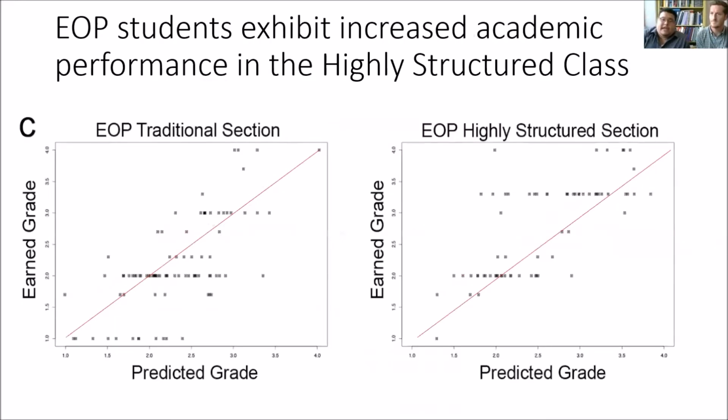Also, and this is quite important because of the HHMI grant that we have, we can see that this is particularly true for EOP students. So the number of students under that red line in these graphs is much, much smaller in the highly structured section versus in the EOP traditional section. So this approach of highly structured classes definitely has an impact not only on everybody, but differentially on the EOP and underrepresented minorities population.